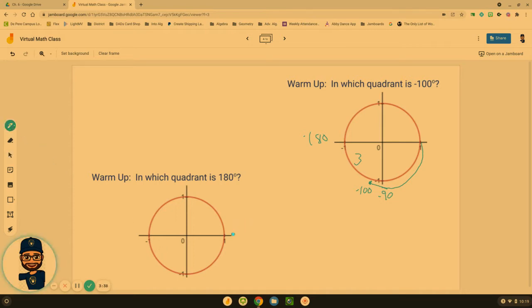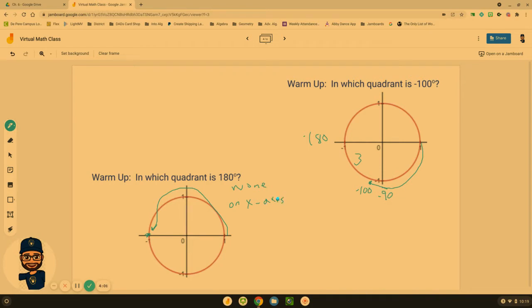Finally, in which quadrant is 180 degrees? Did I trick you? It's not in a quadrant, right? So positive 180 is going to go from here to here, and it's not in a quadrant. It is on the x-axis. So none, because it's on the x-axis.